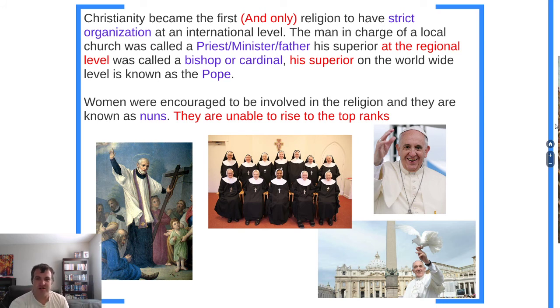Women are also encouraged to be involved in this religion. They're known as nuns if they super commit. I think nuns are still happening around the world today. I mean, I don't think they're as popular, as common as they were in the past, but there is some sexism in hardcore Christianity. I wonder if there could ever be a female pope. I doubt it, though. I don't think that's gonna happen.